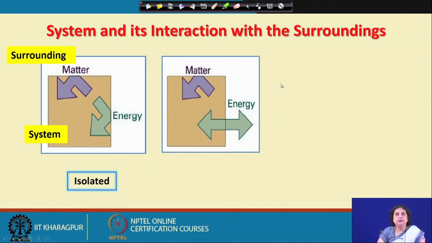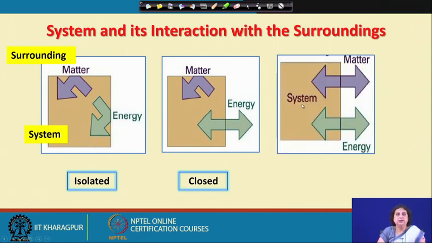It may so happen that the wall is of such nature that it allows exchange of energy between the system and the surrounding. In that case, we call the system a closed system. Please note that the system is incapable of exchanging either volume or matter with the surrounding. And there is a third scenario where you have the system exchanging energy and matter across the wall separating it from the surrounding. In that case, we will call such a system an open system.